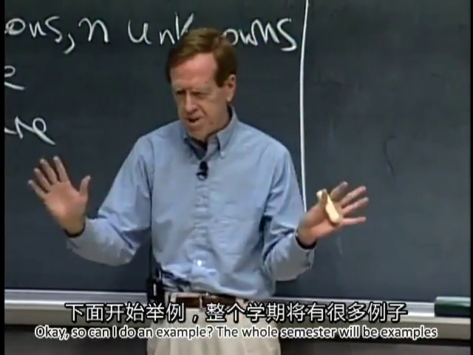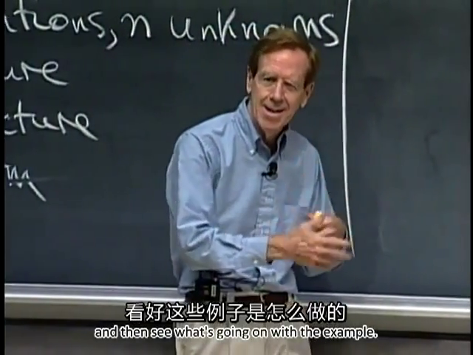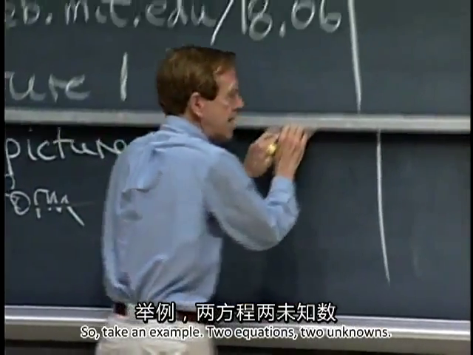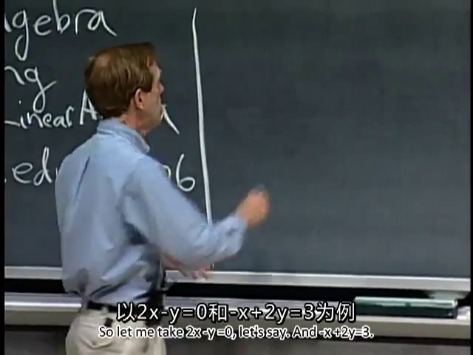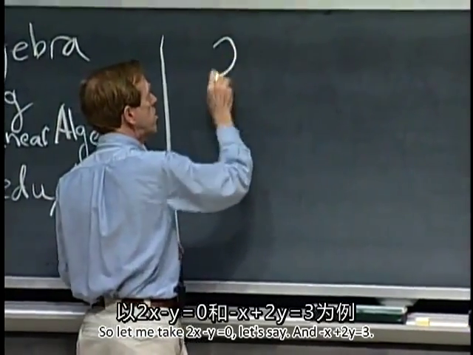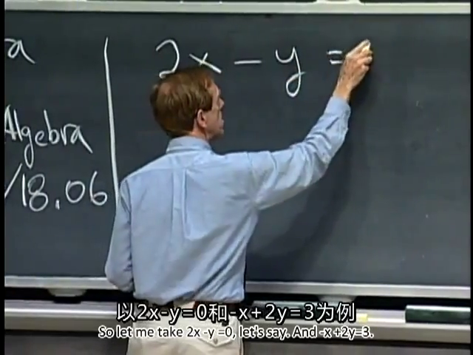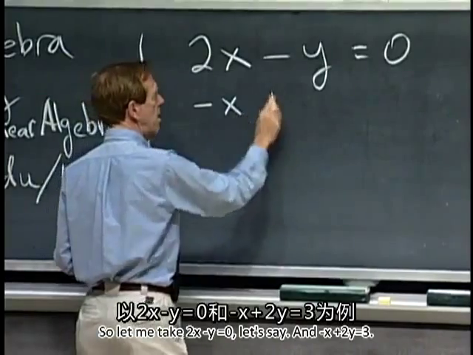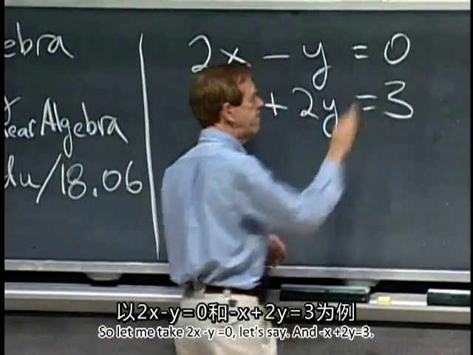Okay, so can I do an example? The whole semester will be examples, and then we'll see what's going on with the example. So take an example: 2 equations, 2 unknowns. So let me take 2x minus y equals 0, let's say, and minus x plus, say, 2y equals 3.